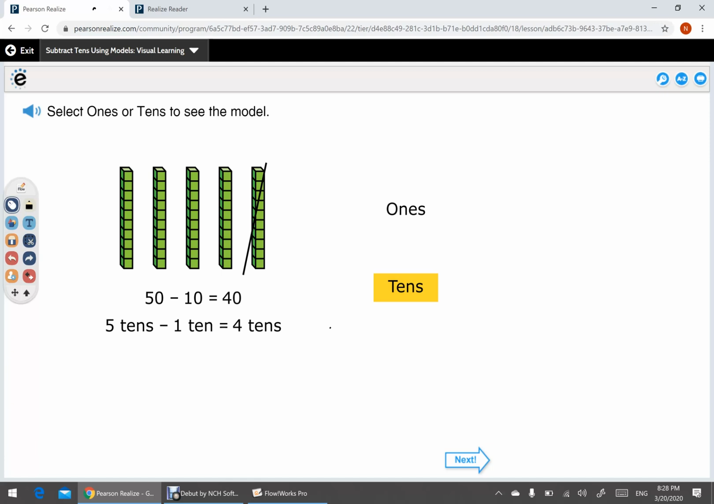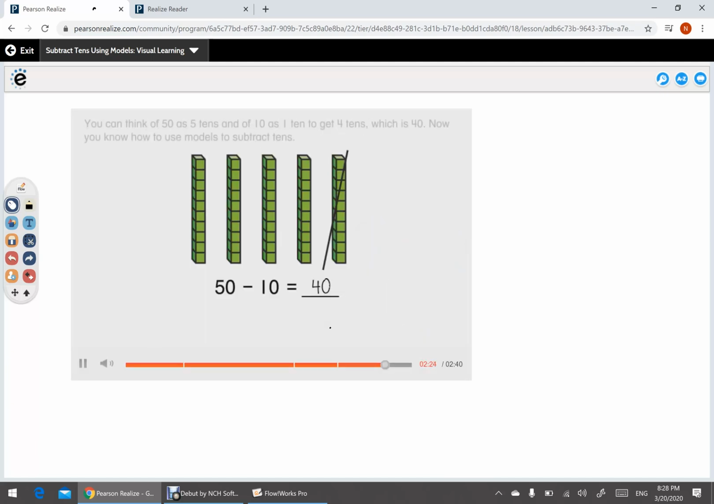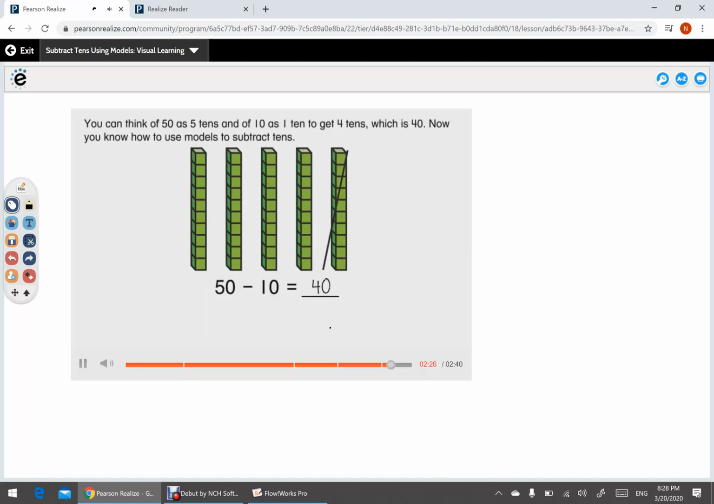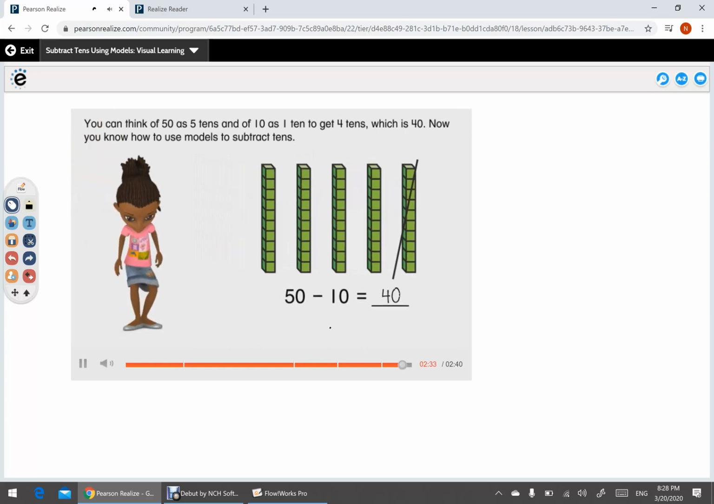Now here, I've explained to you, when I have 1 ten, one rod of 10, how many ones do I have? 10 ones. 10 ones will give me 1 ten. So 5 tens gives me 50. 1 ten gives me 10. Very good. 4 tens give me 40. Excellent. You can think of 50 as 5 tens and of 10 as 1 ten to get 4 tens, which is 40. Now you know how to use models to subtract tens. You are good at math.